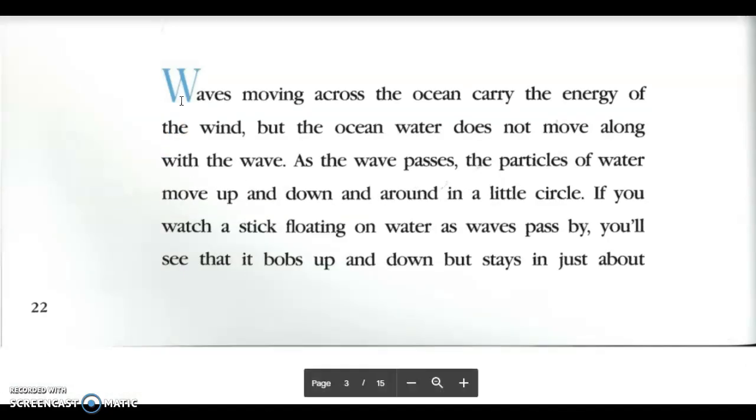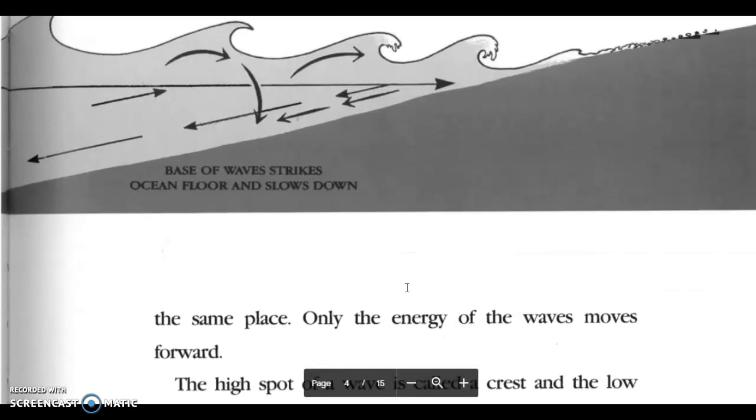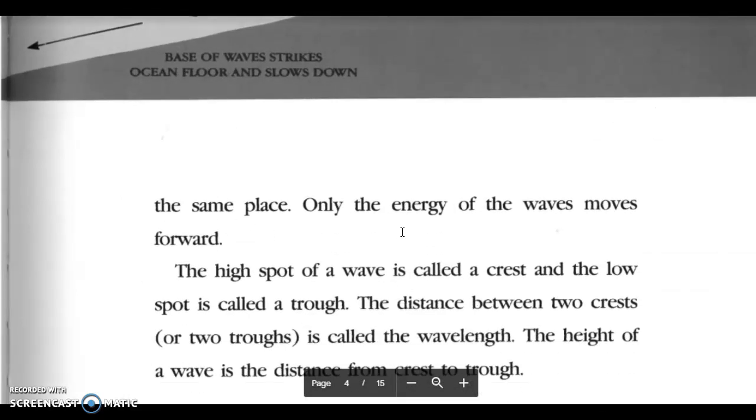So starting here, waves moving across the ocean carry the energy of the wind, but the ocean water does not move along with the wave. As the wave passes, the particles of water move up and down and around in a little circle. If you watch a stick floating on water as waves pass by, you'll see that it bobs up and down, but stays in just about the same place. Only the energy of the waves moves forward.